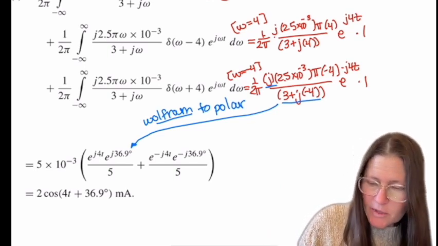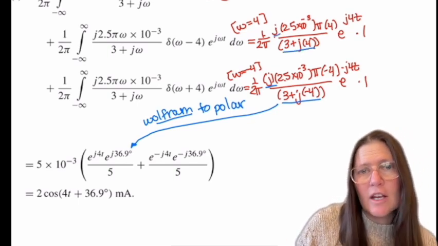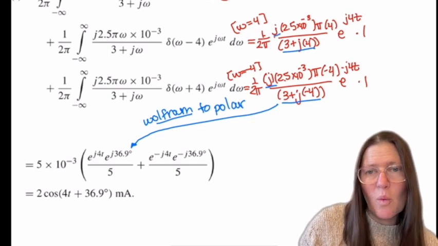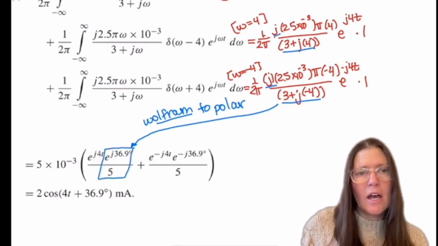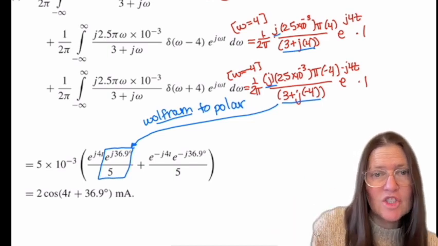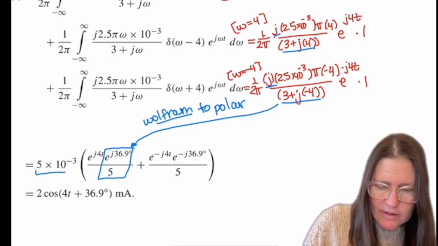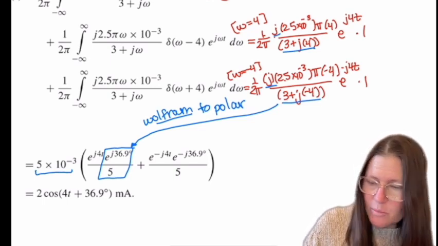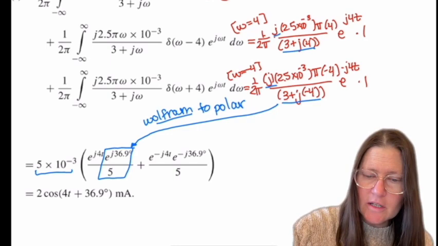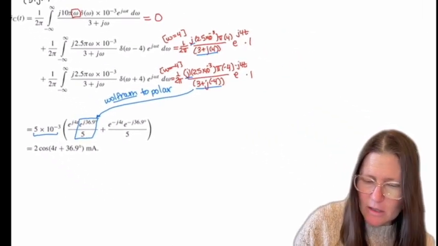And this ends up giving us, in the translation of j over 3 minus 4j and j over 3 plus 4j, we get 1/5 e to the j 36.9 degrees. And then all the other constants multiplied out give us 5 times 10 to the minus 3. And so we end up with this term, and we can note that there is a property, because we're already in the time domain.